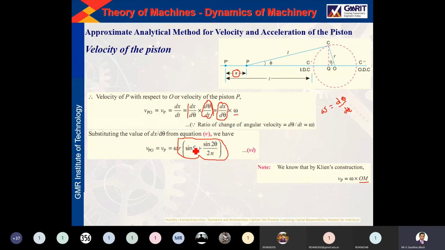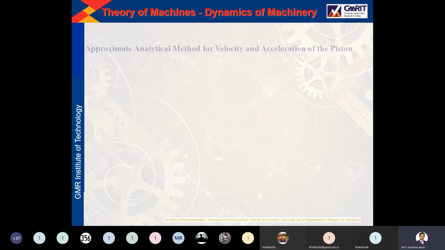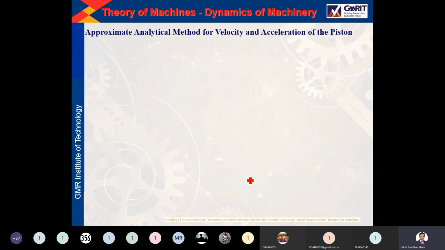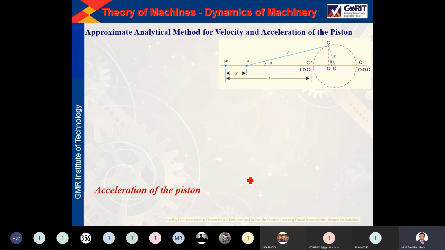So in place of Om I have written r sin theta plus sin 2 theta by 2n. The same concept again, but here we will apply direct numerical values, taking them from the Klein's diagram. This is velocity. What is the velocity of the piston? Omega into r omega, sin theta plus sin 2 theta by 2n. Remember that equation, at least for exams in problem solving. If they ask for derivation, we can derive, or if they give a problem, directly apply that simple formula for velocity.